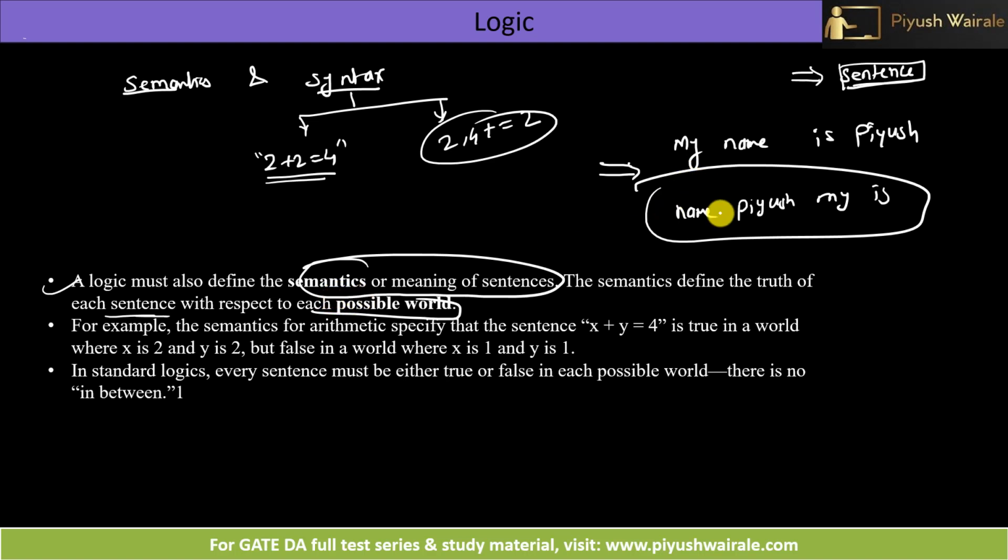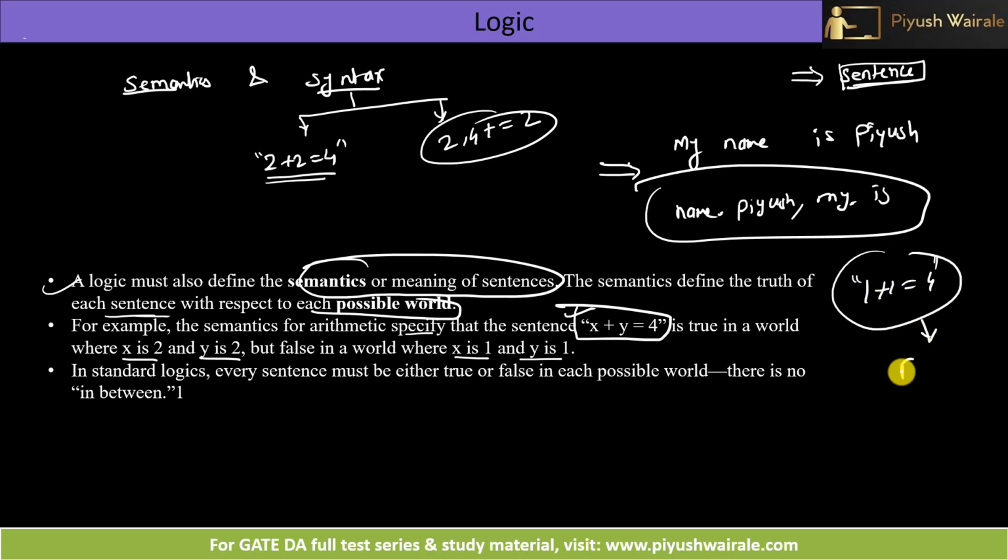So if I just mention "name dot huge comma my dot is the", this doesn't make any sense, right? Because this is not a sentence actually, so it is not syntactically correct. For example, the semantics of arithmetic specify that the sentence x plus y equals 4 is true in the world where x is 2 and y is 2, but false in the world where x is 1 and y is 1, right? So if I say 1 plus 1 equals 4, this is a sentence, but it is a false sentence, right?